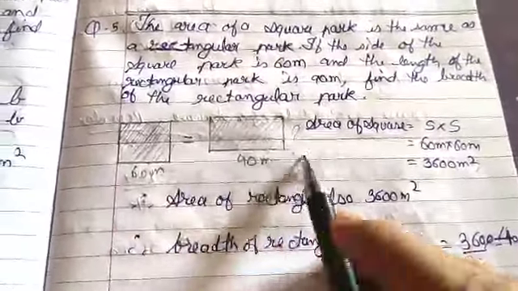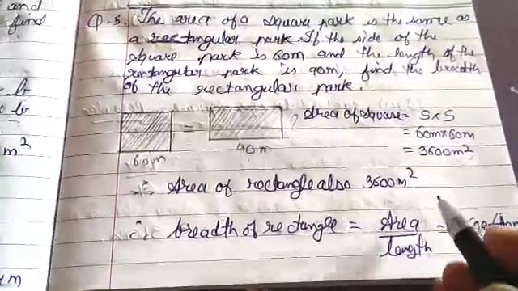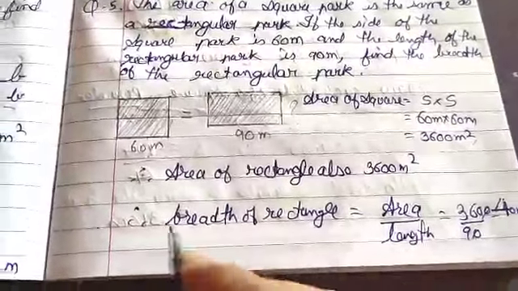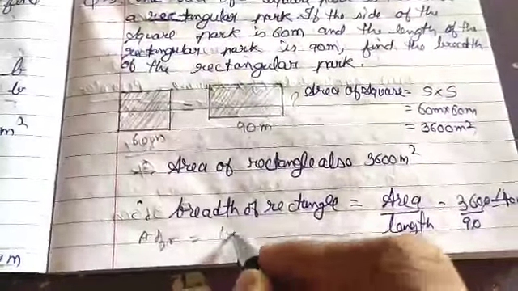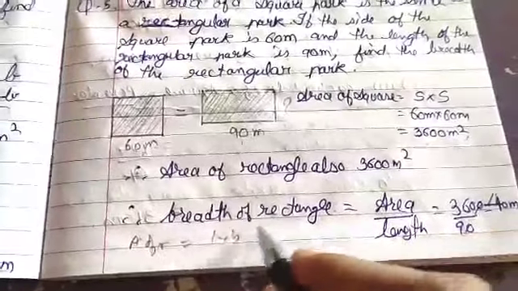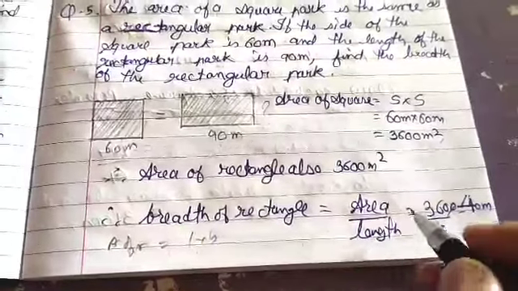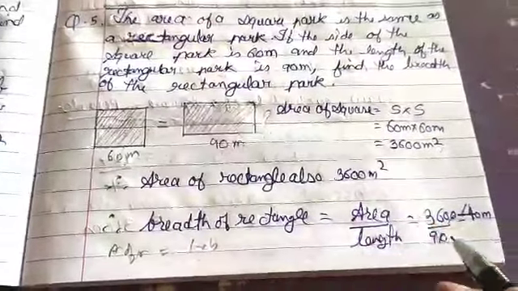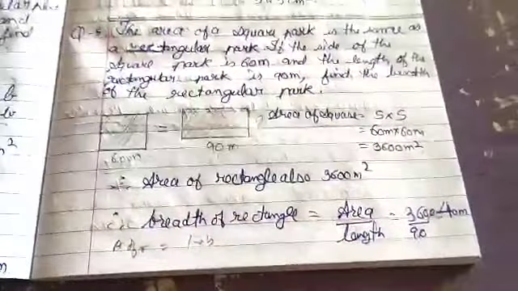Now we can easily find the value of the breadth by applying the formula, area of a rectangle equals L into B, or directly you can apply this formula, that is the breadth of a rectangle equals area divided by length. You can go with the simple area of a rectangle equals L into B, and then bring the value of L down. Or apply the direct formula: breadth of rectangle equals area upon length, that is area 3600 divided by the length given in the question, 90 meter. When you divide, you will get 40 meter. So this is how we got the value of the breadth of the rectangular park.